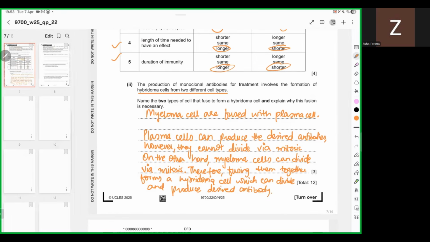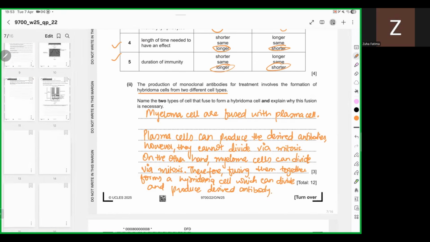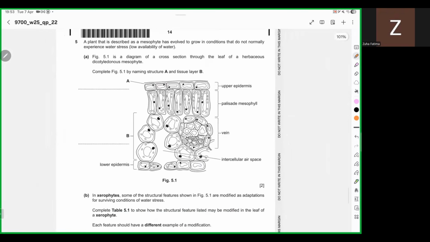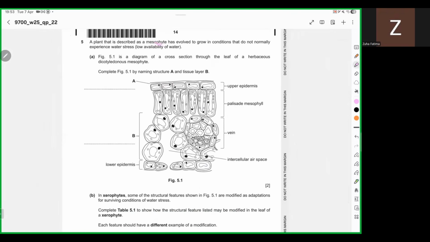Now let's move towards question number 5. A plant is described as a mesophyte. A plant that is described as a mesophyte has evolved to grow in conditions that do not normally experience water stress. So mesophytes are basically plants that grow in conditions where water is available in excess. They do not experience water stress or low availability of water, basically.